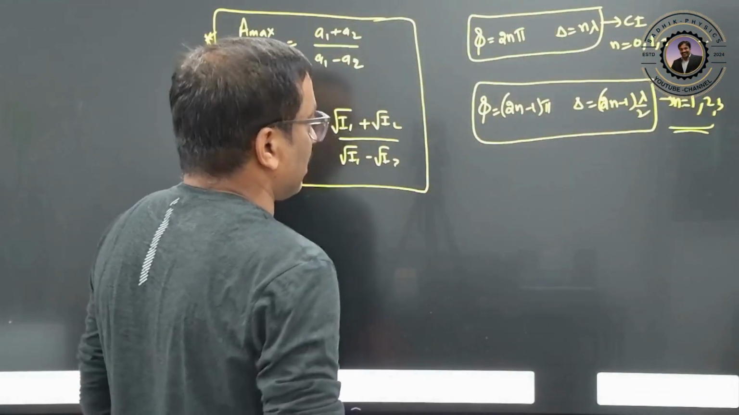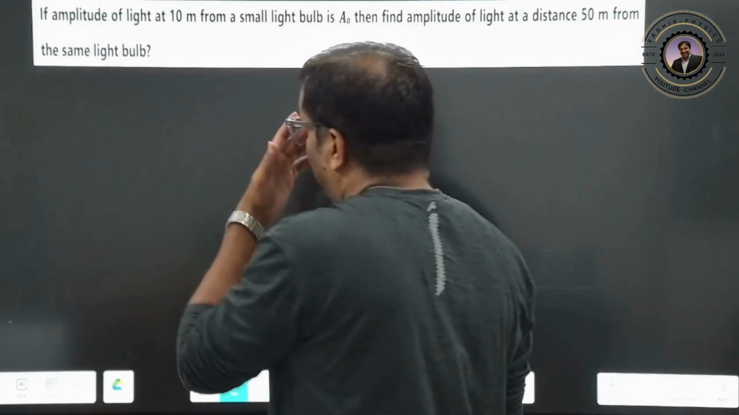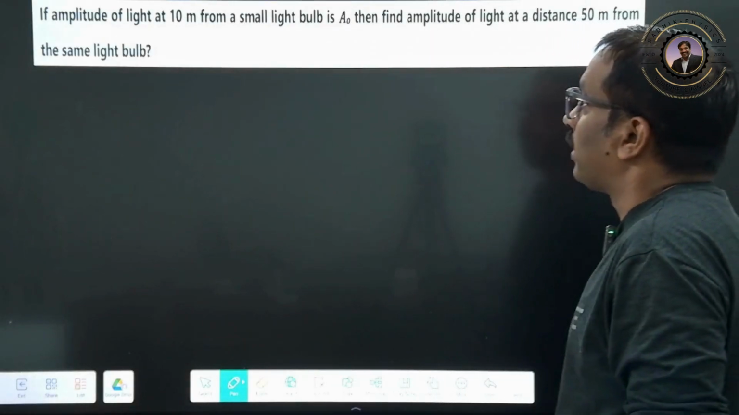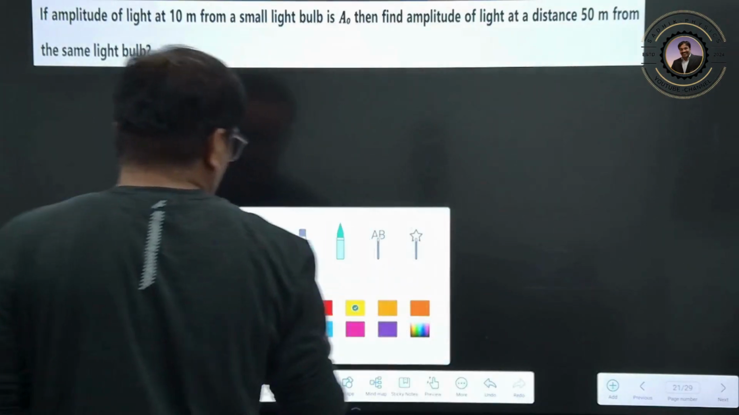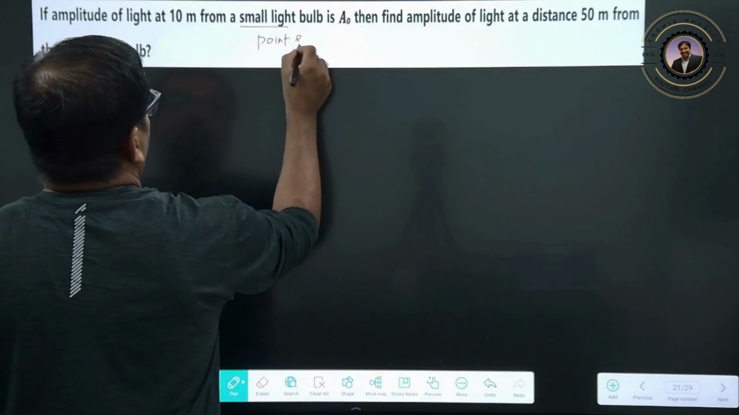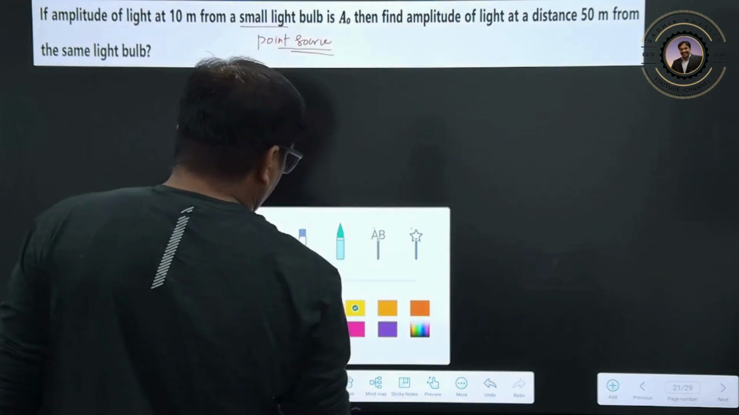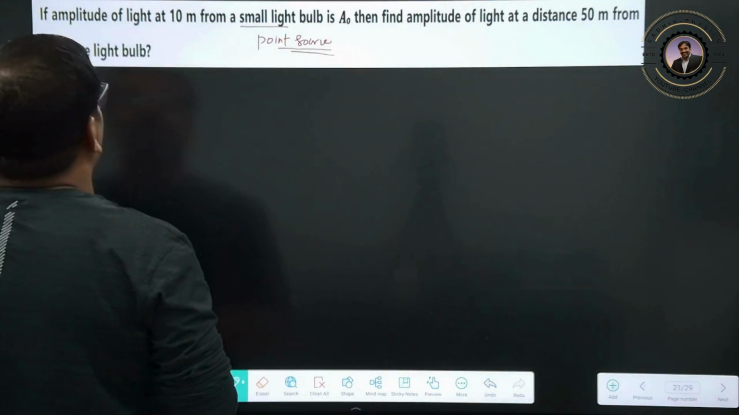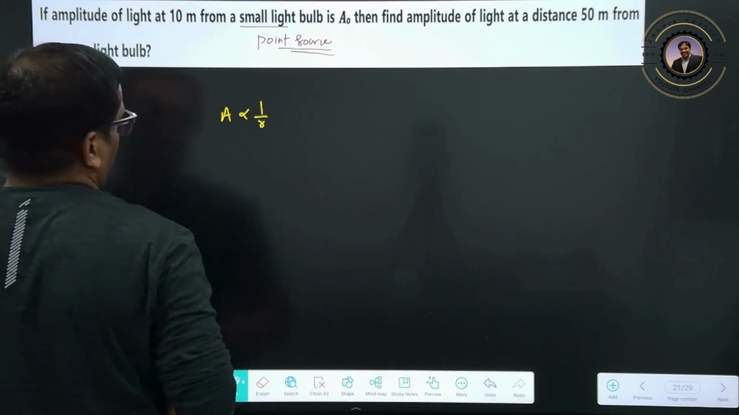Right, we'll see some questions. Here, the amplitude of light at 10 meters from a small light bulb. A small light bulb is nothing but a point source, so it creates spherical wavefronts. He gave amplitudes, and I already discussed that amplitude is inversely proportional to r.